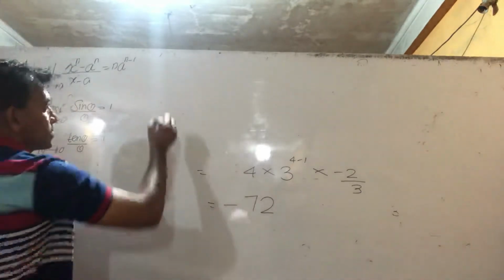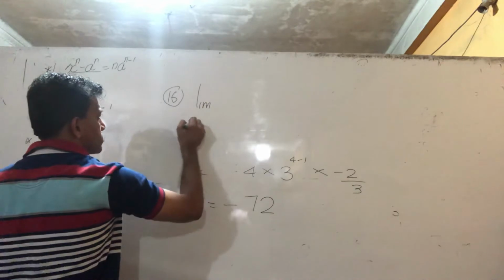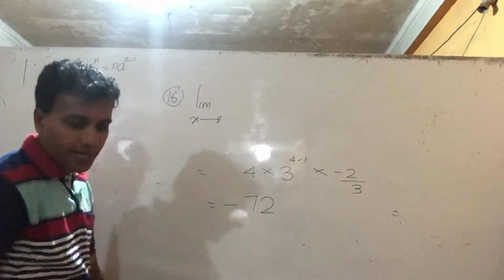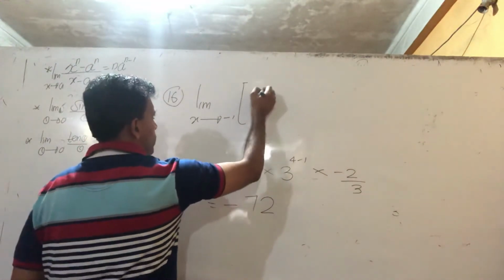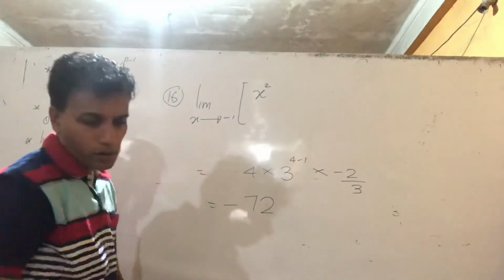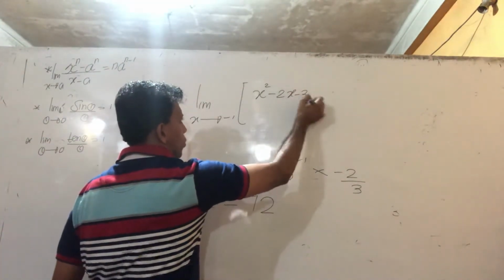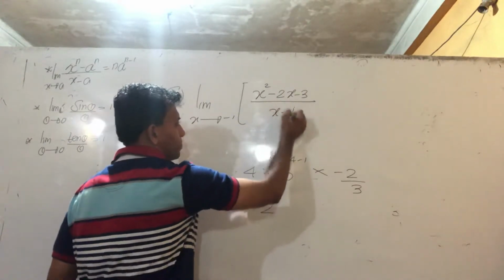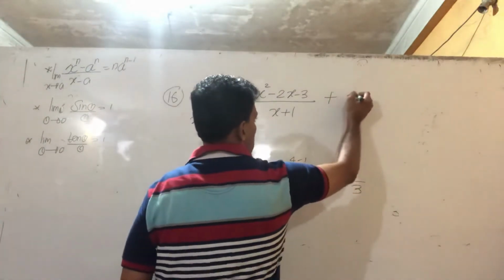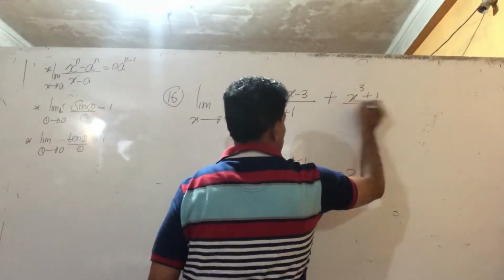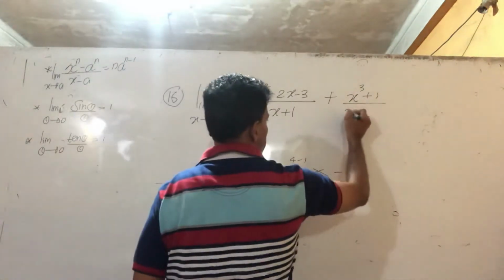Next question, problem 16. Limit x tends to minus 1, (x square minus 2x minus 3) over (x plus 1), plus (x cube plus 1) over (x to the power 5 plus 1).